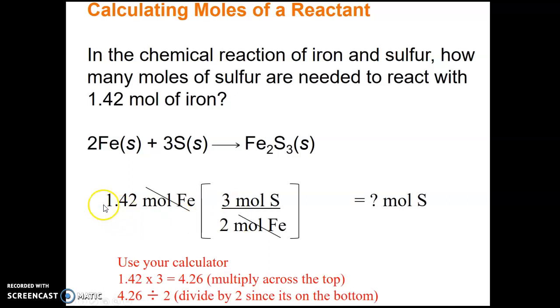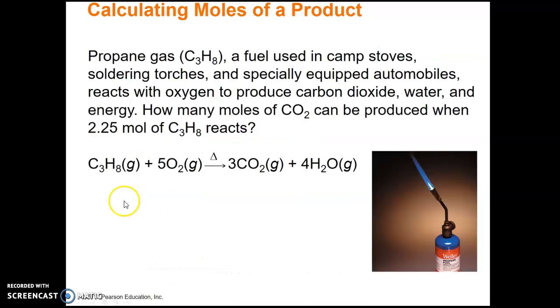So how we did these before is you multiply the numbers on the top, 1.42 times 3, and then divide by 2 because 2's on the bottom. So 1.42 times 3 gives you 4.26. Divide that by 2, and your answer is 2.13 moles of sulfur. So if you start this reaction with 1.42 moles of iron, you get 2.13 moles of sulfur. This is called stoichiometry. Here's one more.